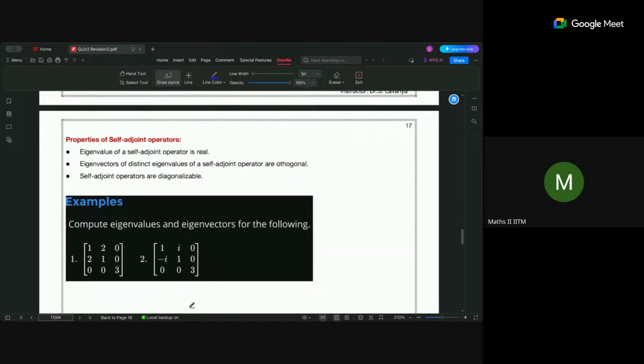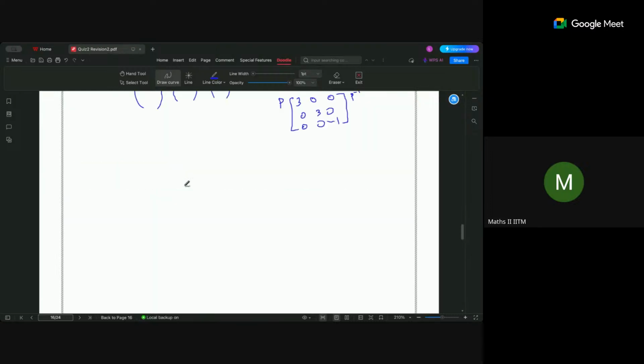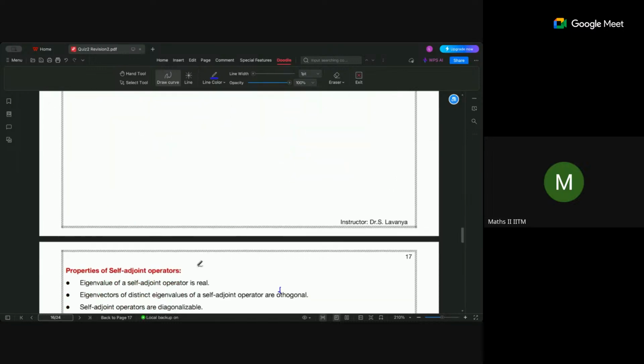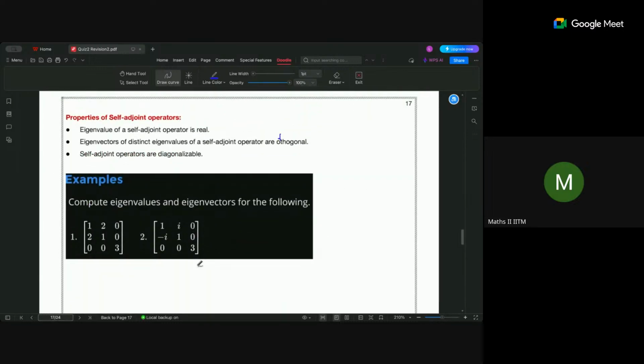So what are some important properties of self-adjoint operators? The eigenvalues of a self-adjoint operator are real. Eigenvectors of distinct eigenvalues of a self-adjoint operator are orthogonal. And self-adjoint operators are always diagonalizable. Even though you have repeated eigenvalues, as for example here, you still have linearly independent eigenvectors. It means that for a self-adjoint operator, the algebraic and geometric multiplicities are always the same.